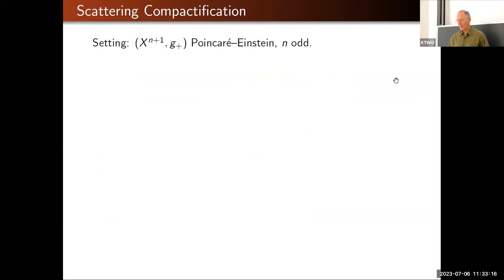So suppose that we have a Poincaré Einstein metric when n is odd, right? So n is the dimension of the boundary, so that's odd, even dimensional Poincaré Einstein space. So there's the scattering, the function you use to make the scattering compactification, Charlie Fefferman and I derived in 2002. So here's what it says.